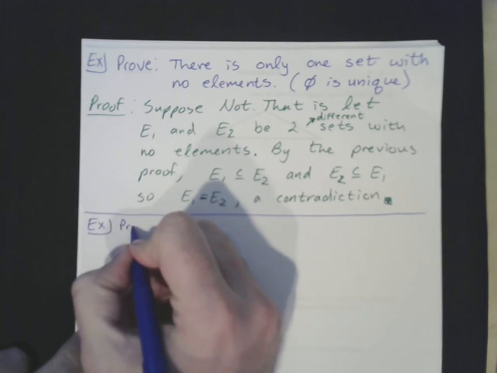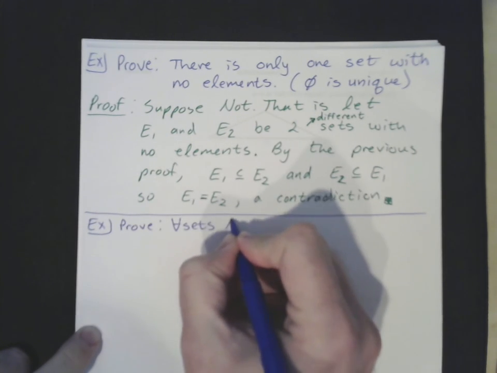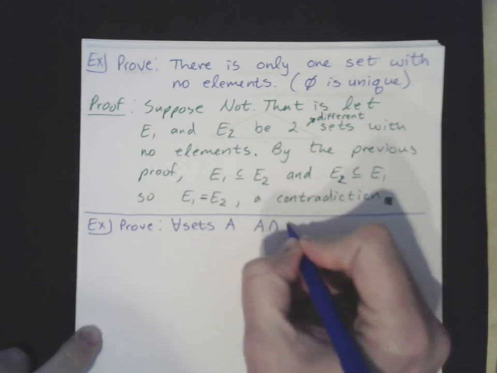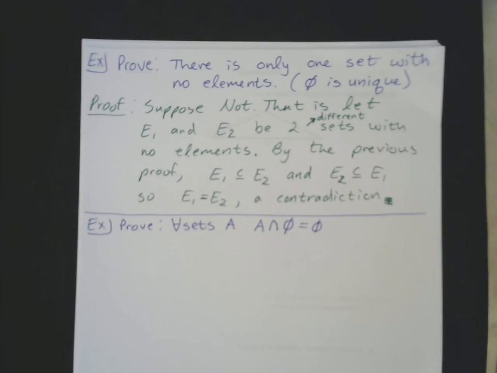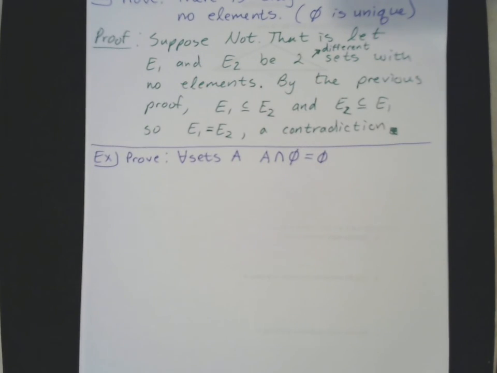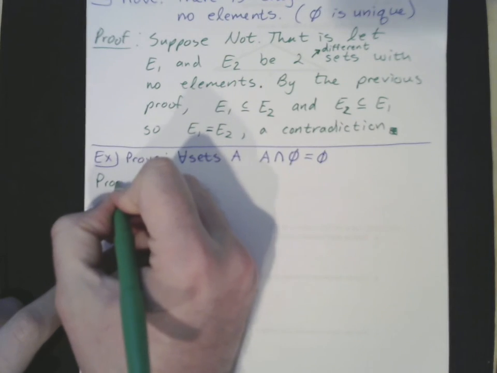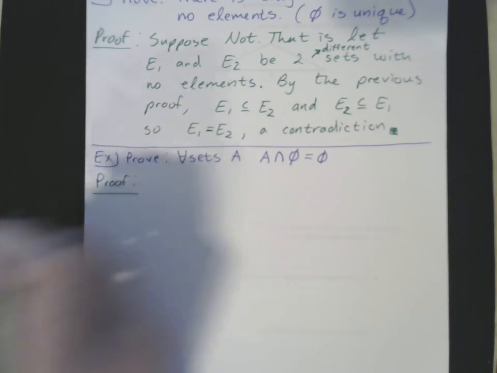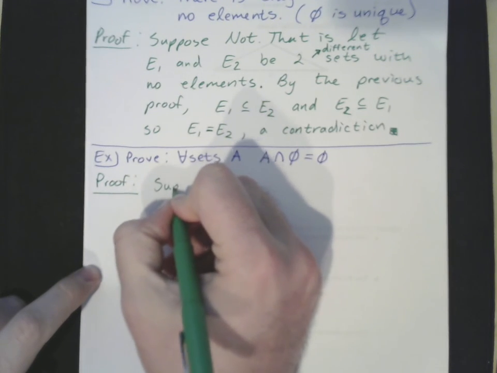So the next one is one of our identities. We're going to prove for all sets A, A intersect the empty set equals the empty set. I encourage you to try this one on your own. Pause the video and try it out. I will tell you that this proof is going to be easier to do using contradiction. So pause now. Okay, great.